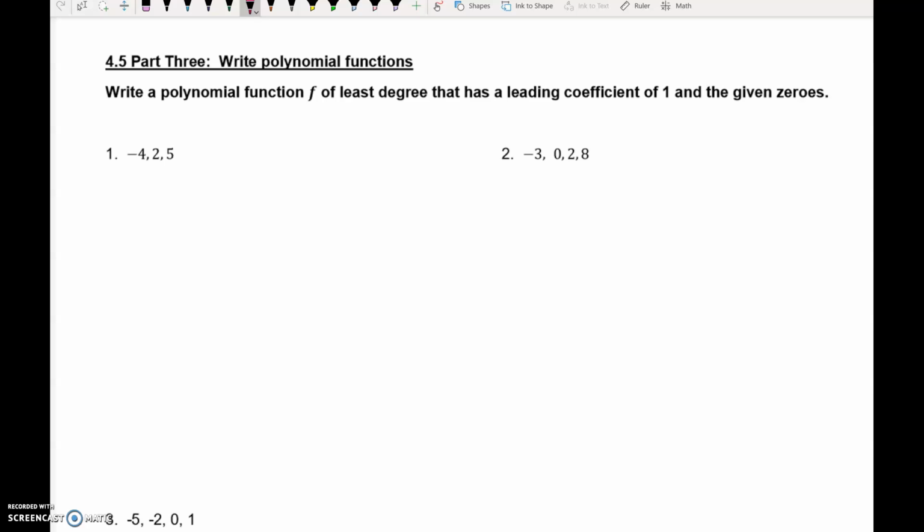It says write a polynomial function f of least degree that has a leading coefficient of 1 and the given zeros. One thing we haven't really talked about yet is this word zeros, which sometimes is spelled with an E and sometimes not. I honestly don't know which way is correct. But zeros is the same as solutions, and both of those words mean the same thing as x-intercepts. In the math world, we use these three words interchangeably. All three words mean the same thing.